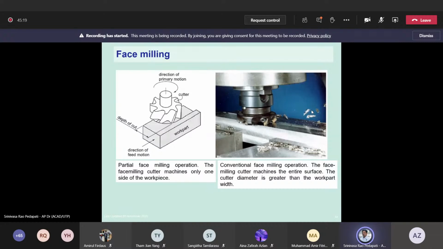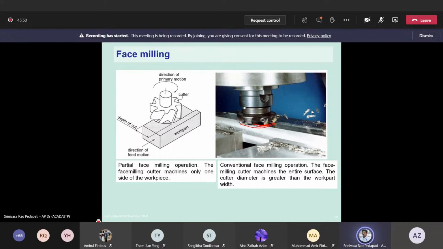Let us see the one which we have seen in the previous case, which is called peripheral. This is called face milling. Face is here. If you see the partial face milling operation, the face milling cutter machines only on one side. That means in the face milling cutter, the milling is happening on the face of it. That means these are the face milling cutters.